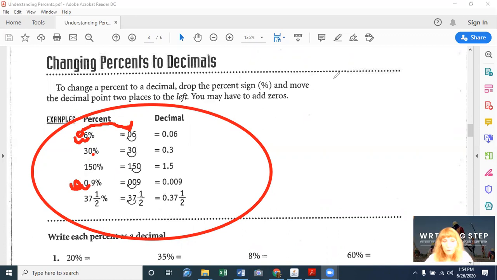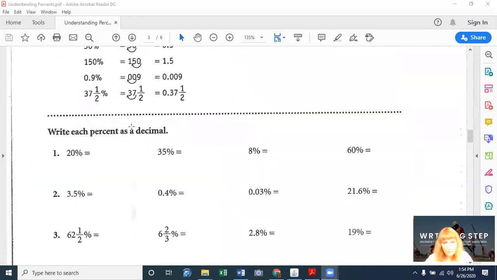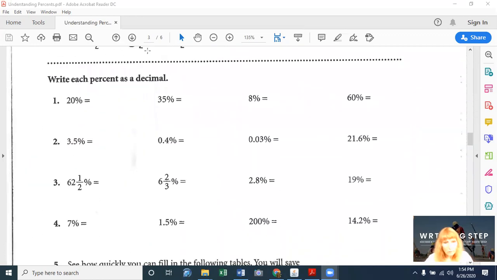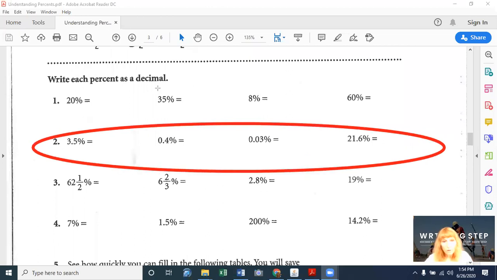Let's give a couple of those a try on the problems below here. So let's do row 2 right here. You're moving 2 to the left to change from percent to a decimal. So 3.5% becomes 1, 2 spots, fill in with a 0 on the empty spot. So we end up with 0.035. We'll drop the percent sign there because now you're converting it to a decimal.